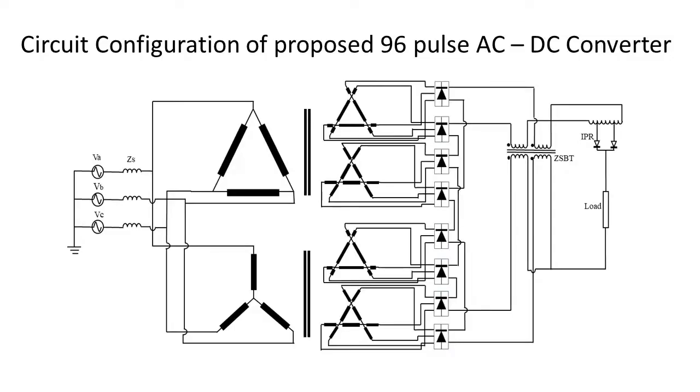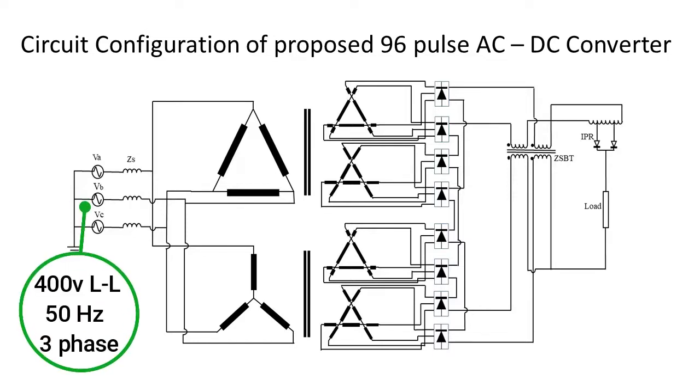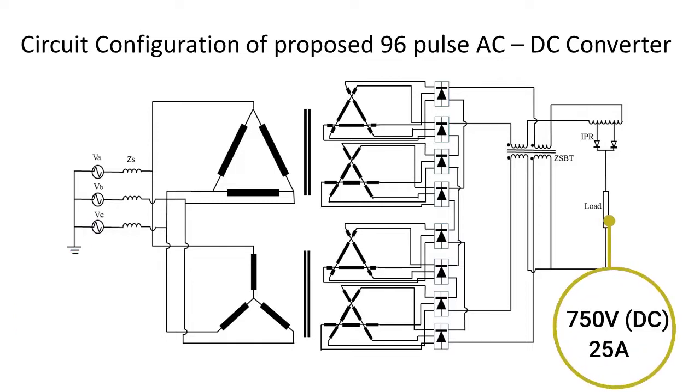In order to achieve the objective, scope and specifications, we have designed, simulated and analyzed a 96-pulse AC to DC converter. This diagram illustrates the proposed converter configuration. Input is operating on a 400 volts, 50 Hz 3-phase system, while output operates at 750 volts DC and 25 amperes rated current.